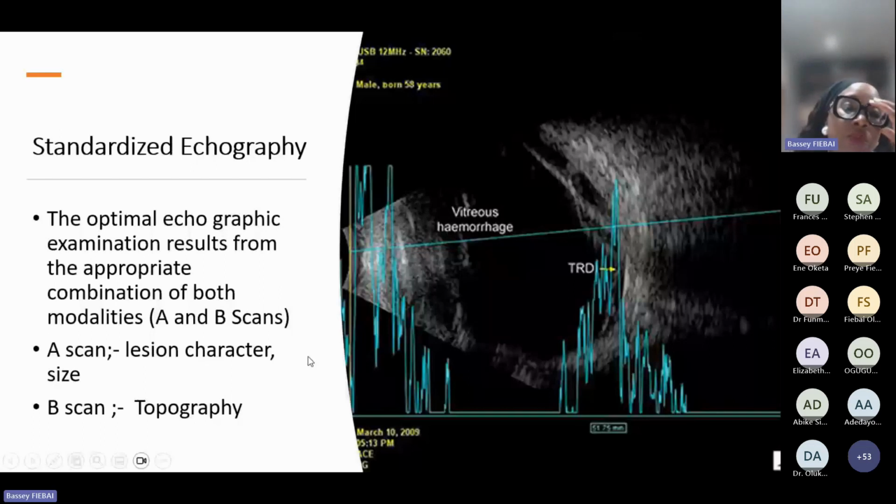So the A scan helps and talks about the lesion, the character of the lesion, like I said, while the B scan gives us information on the topography. That's the shape of the lesion, the location, the lateral extent.